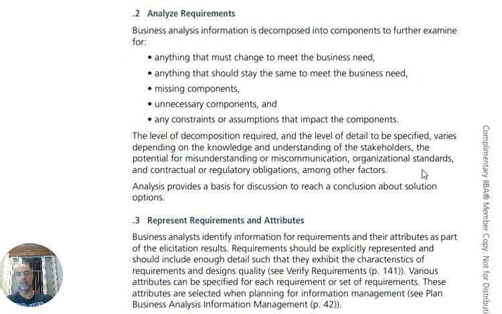The level of decomposition required and the level of detail to be specified vary depending on the knowledge and understanding of the stakeholder. Again, you're making decisions on every level. As a business analyst, you really have to be that person who says, I have no idea. Your job is to make something out of a ton of stuff that's happening. So analysis provides a basis for discussion to reach a conclusion about solution options.